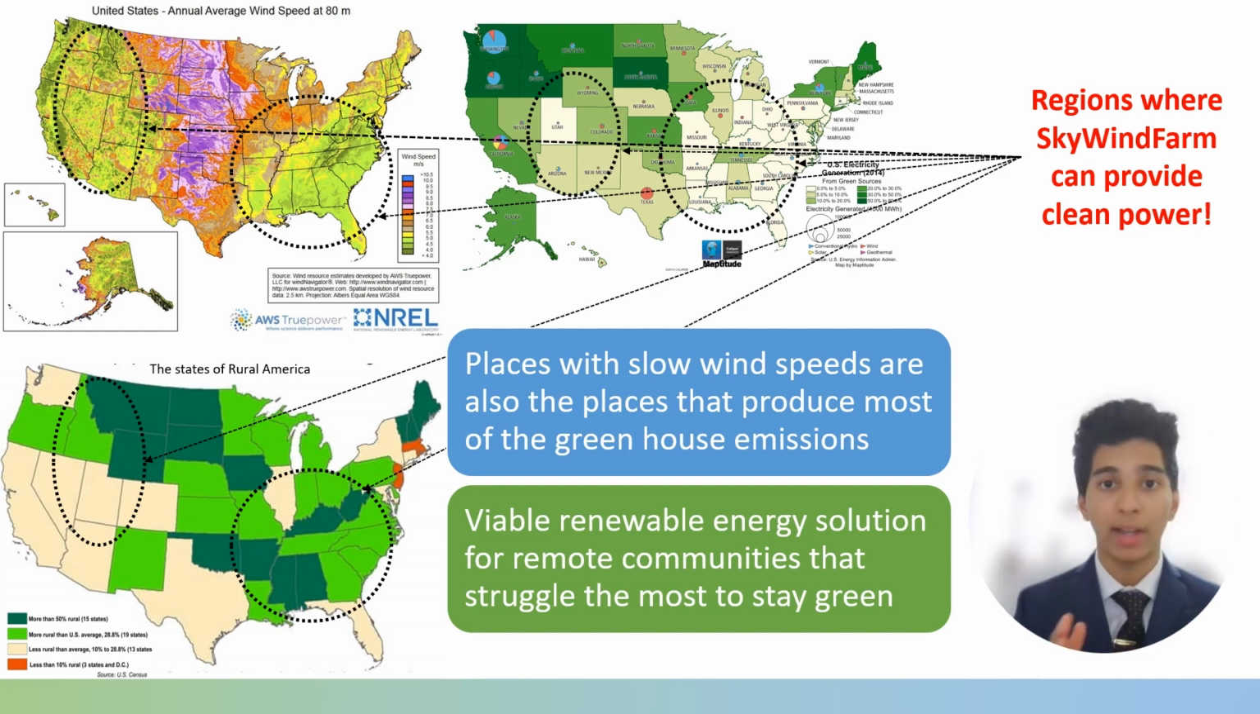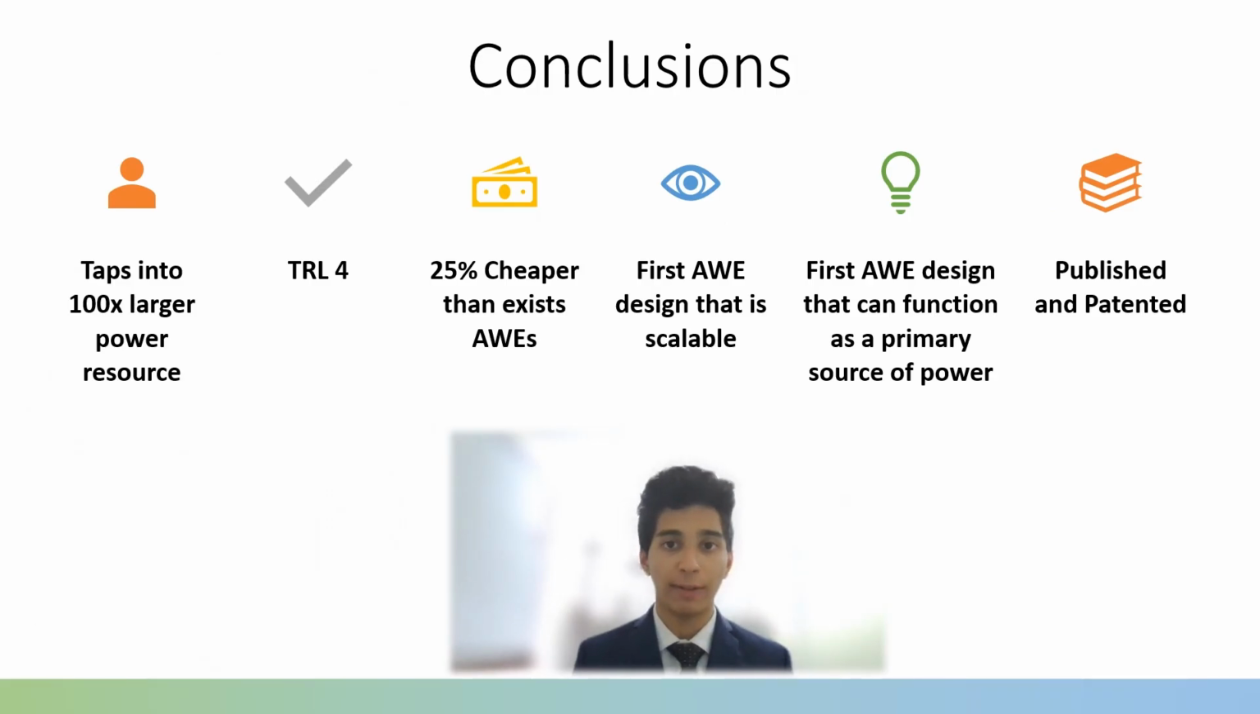SkyWindFarm stands out as a viable renewable energy solution for remote communities, promising affordability and efficiency where other renewables fall short. SkyWindFarm has now achieved TRL4, exceeding current designs by 25% in efficiency. SkyWindFarm can transition from powering small remote communities to multi-megawatt setups capable of supporting large communities, making it the first VAWT design to be scalable. Further, SkyWindFarm is also the first VAWT design that can function as a primary source of power, making it a promising solution for remote communities.